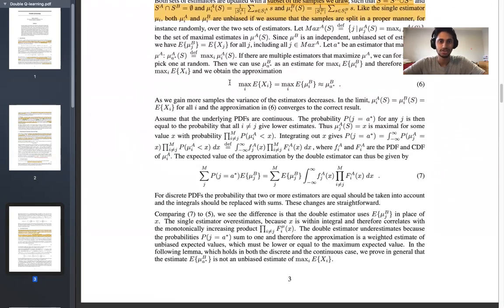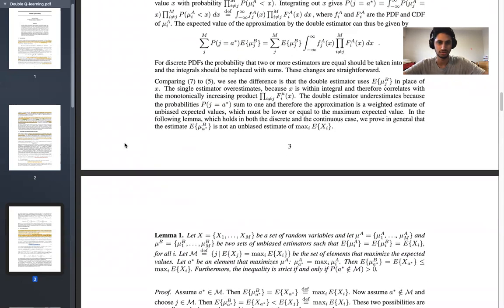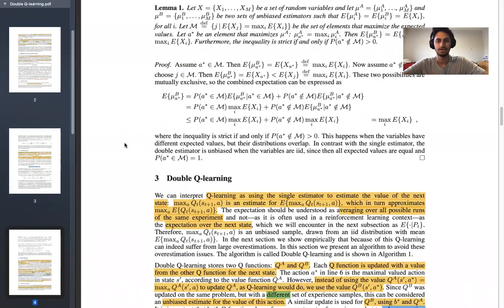And so this is the understanding behind it: if they are IID and unbiased, then the maximum expectation is just its average. And this is like the cumulative distribution function for the double estimators. In discrete, you would have PDFs, or probability density functions, and in continuous, you would have CDFs, or cumulative distribution functions. And so that's the idea behind double Q learning.